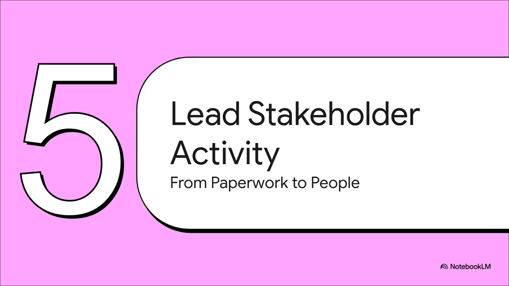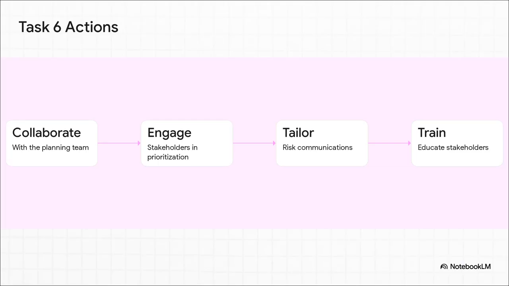Finally, Section 5, Leading Stakeholder Risk Activities. We're moving from the paperwork to the people. Task 6 is all about servant leadership. Just look at the action verbs here. Collaborate, engage, tailor, train. You are actively taking steps to bring stakeholders into the fold, building a deep-rooted, shared commitment to managing risk. You're not just barking orders from a spreadsheet, you're building a culture.